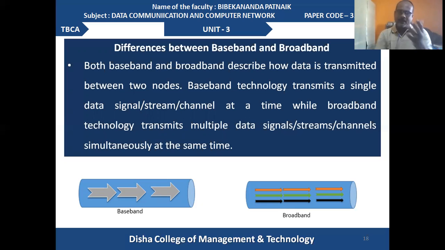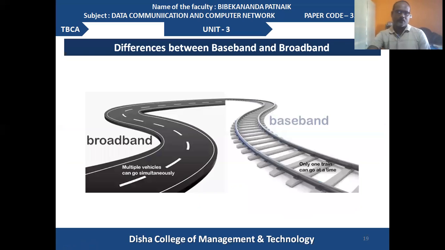But on the other side, the right side image says broadband, where more than one signal can be transmitted over a network, from one point to another point, that is source to destination. So basically, as we explained here, in baseband a single communication channel is implemented, and in broadband multiple channels or multiple signals are implemented between source and destination. So it is a simple example of baseband as well as broadband.